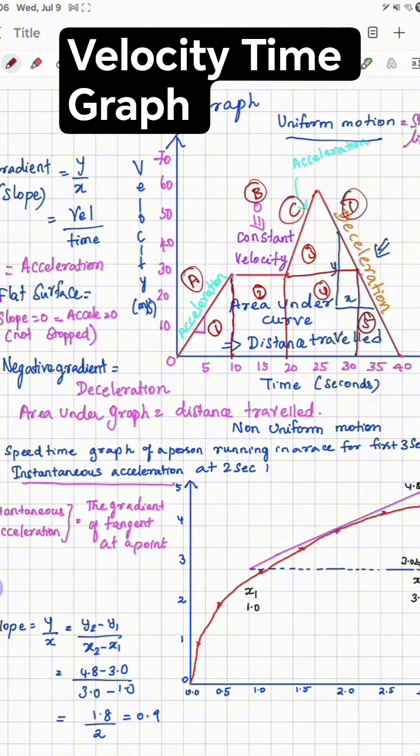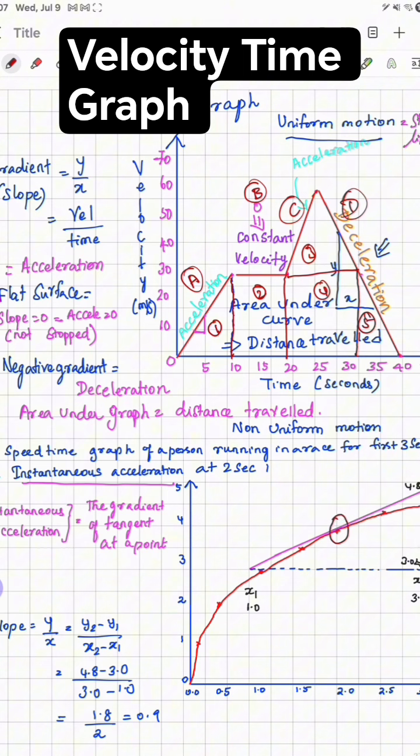The second part is the non-uniform motion graph, so it's a curved graph. I have given a question: a speed-time graph of a person for the first 3 seconds is drawn. You have to find the instantaneous acceleration at 2 seconds. So at a particular point you have to draw the tangent. The gradient is found by drawing a tangent at that point, 2. Then draw the gradient slope.